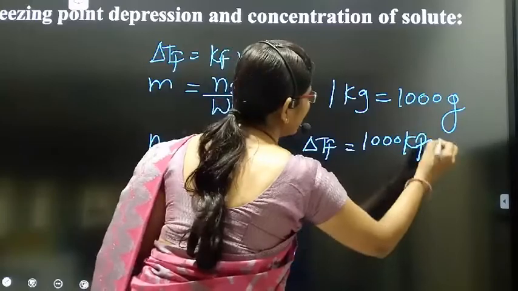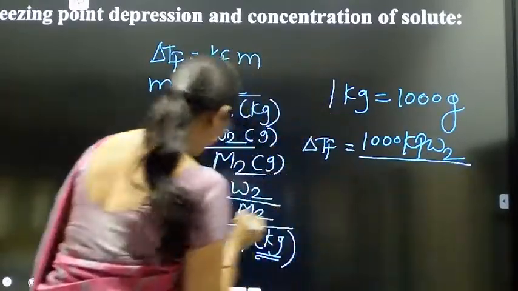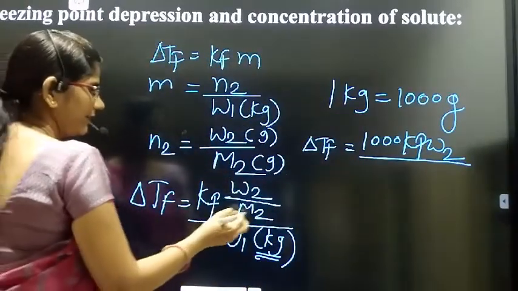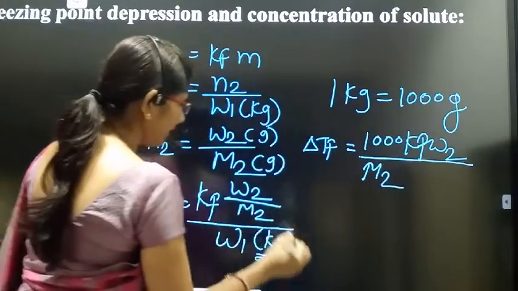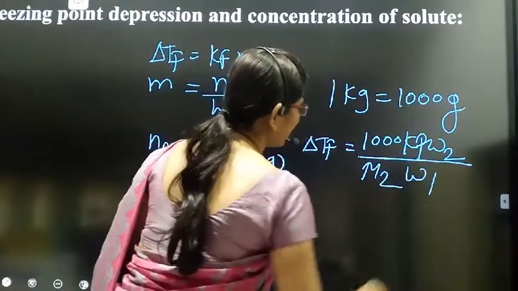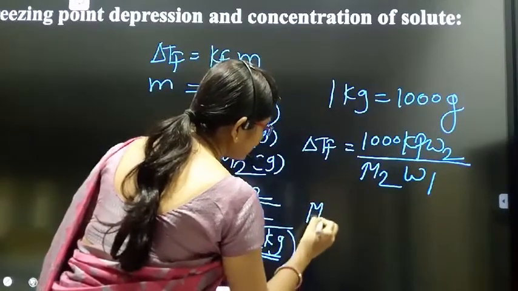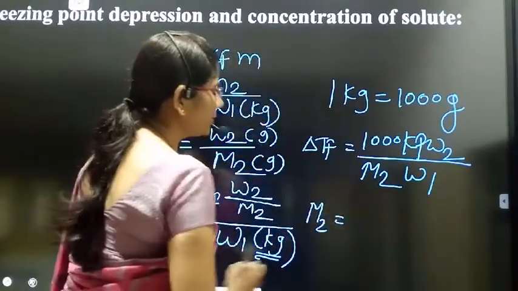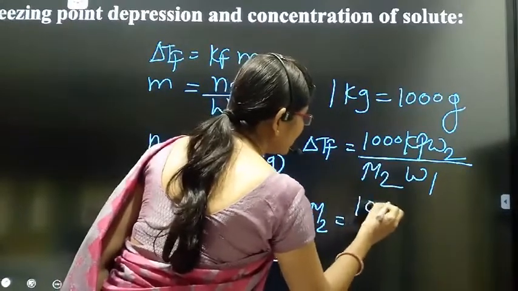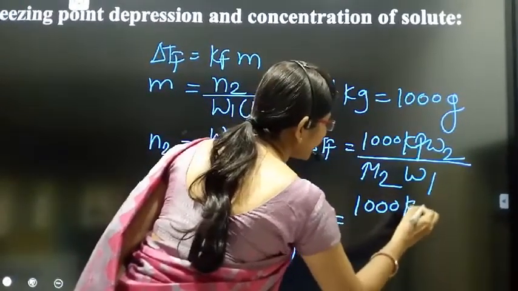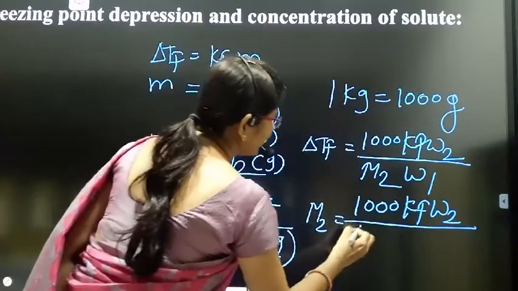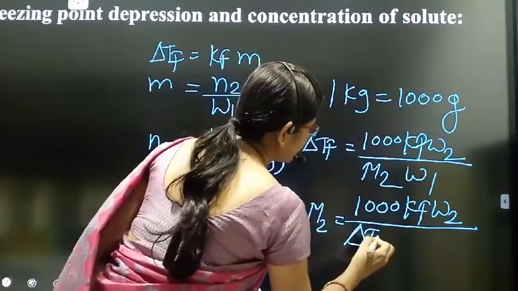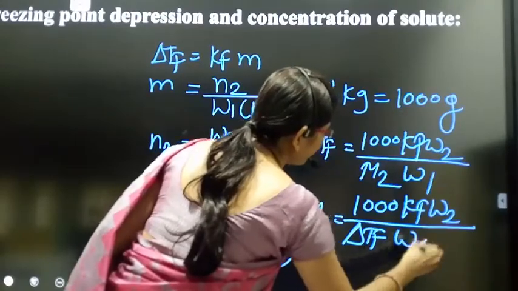And therefore here delta Tf is equal to 1000 Kf W2 divided by M2 W1. If we rearrange that, then we have M2 which is equal to 1000 Kf W2 divided by delta Tf W1.